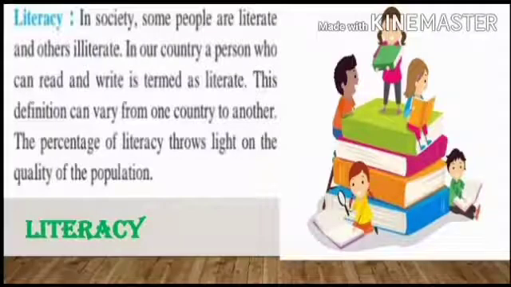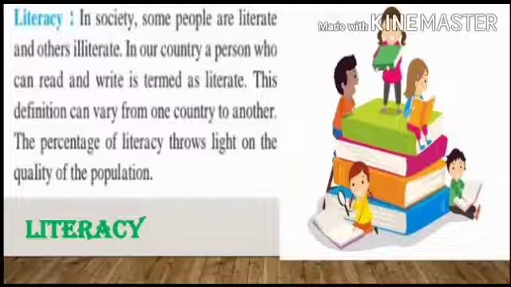Next group method is literacy. Literacy means education. In some society, some people are literate and others illiterate. In our country, a person who can read and write is termed as literate. Means a person who can read and write any language can be called as a literate person. This definition can vary from one country to another. The percentage of literacy throws light on the quality of population, means how much a person knows. The knowledge of the person is estimating the quality of population.